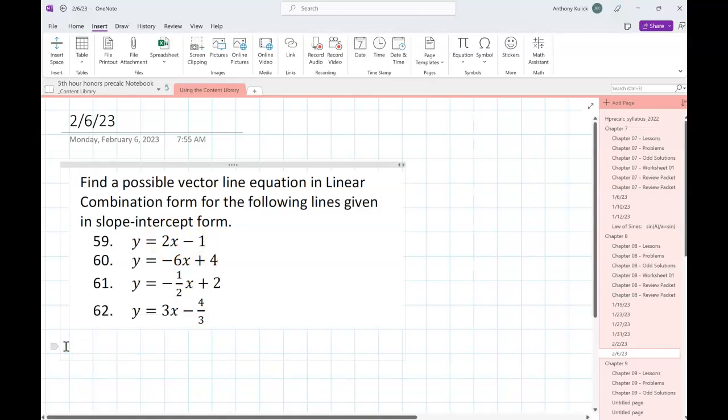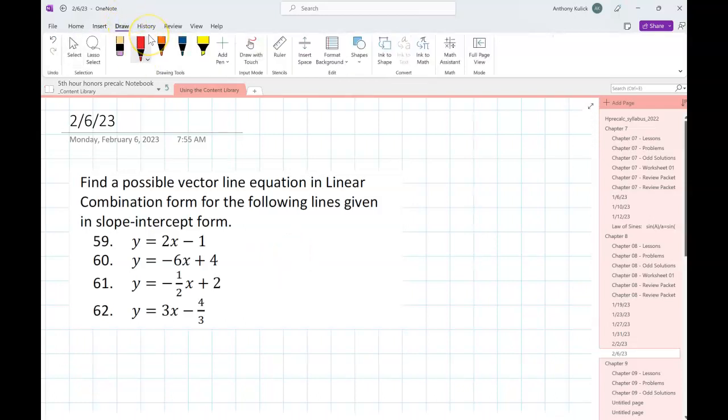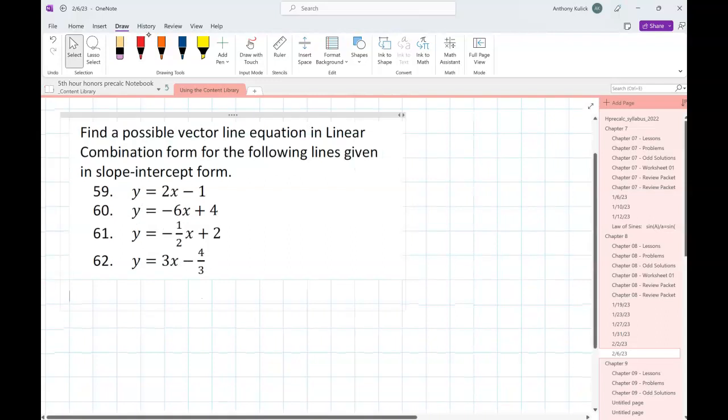Write the possible vector line equation in linear combination form for the following lines given in slope-intercept form. Okay, so I'm going to start with a vector line equation in that standard form.